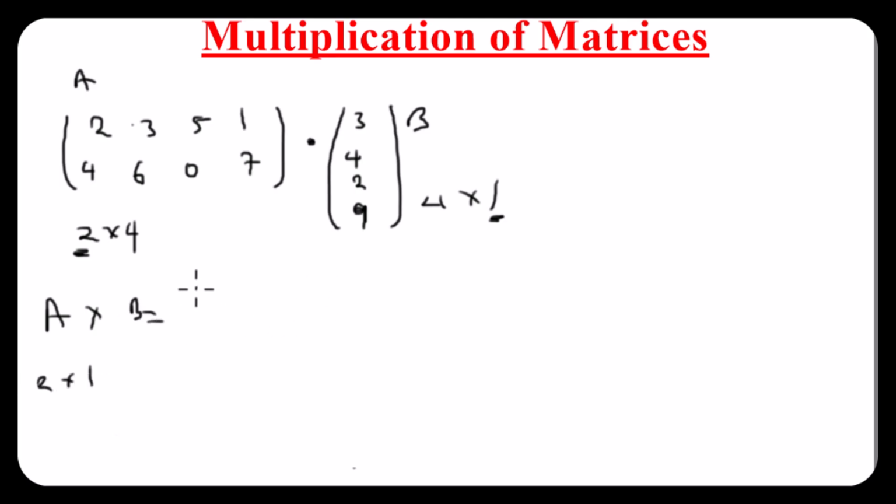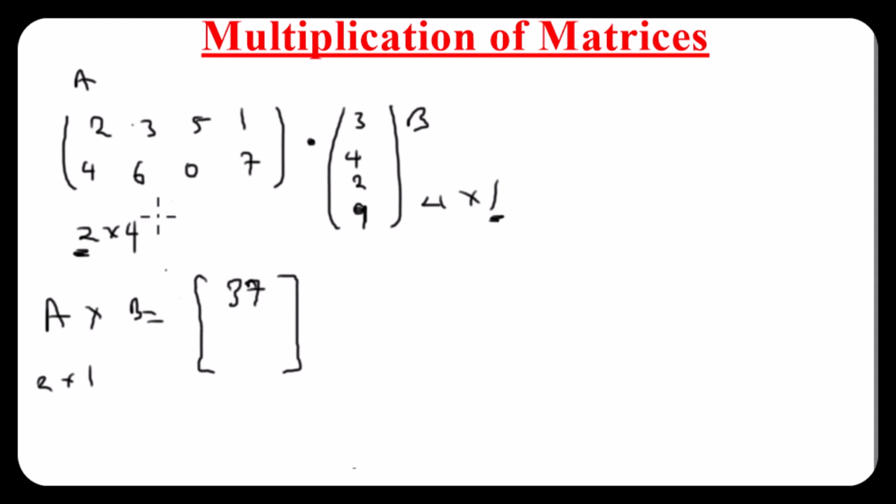So 1 column and then 2 rows. So that's what we have. All right, so quickly, what do we do? We just do 2 times 3 plus 3 times 4 plus 5 times 2 plus 1 times 9. That will give us the first row. So let's just get our calculator and do everything once. 2 times 3 plus 3 times 4 plus 5 times 2 plus 1 times 9. So we are having a total of 37.